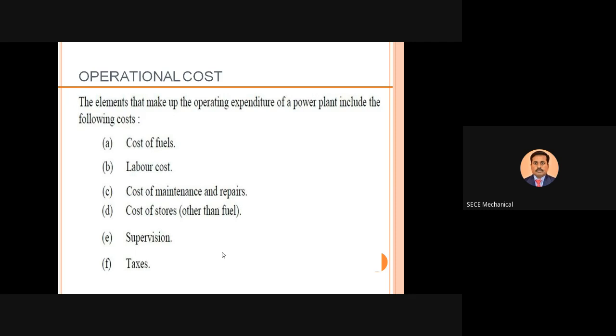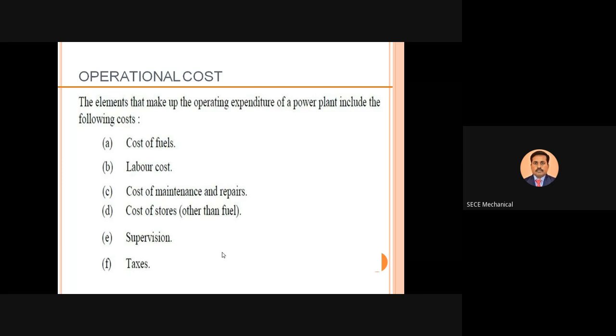And the next one is taxes. If you produce the power, then you have to hand it over to some agency, like TNEB, or to private concerns that transmit the power. You have to pay some taxes to the government, and also when you purchase equipment you have to pay some taxes. So tax plays an important role in operation cost. All these come under operational cost.